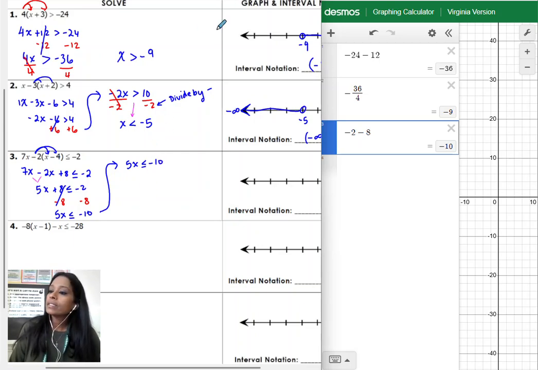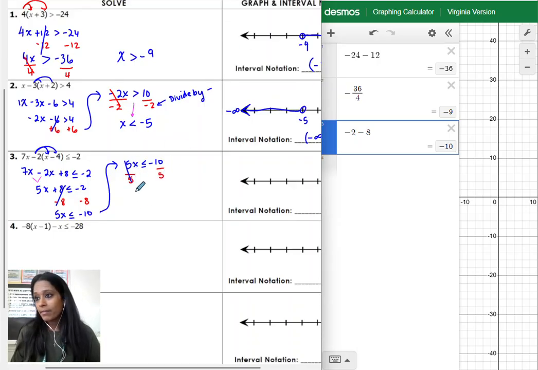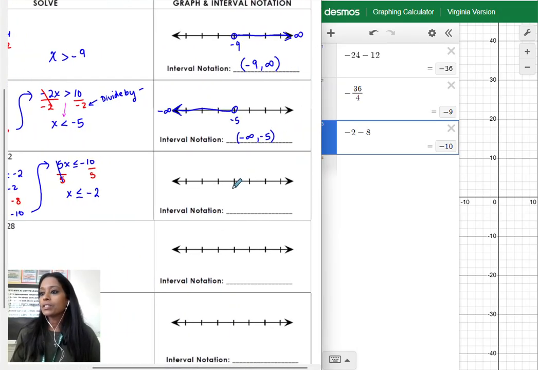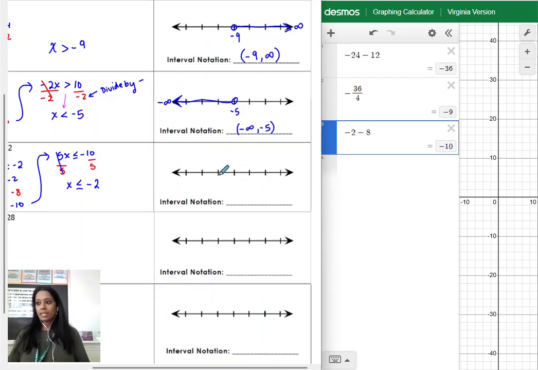So here we're going to divide by 5 on both sides to get x by itself. And I'm not dividing by a negative. This is negative, but whatever I'm dividing by is not negative. So that doesn't matter. I don't have to change the sign. So you have negative 10 divided by 5 is negative 2. So that's my solution. I want to make it clear, the solution is not just negative 2. It's any number that's less than or equal to negative 2, including the negative 2.